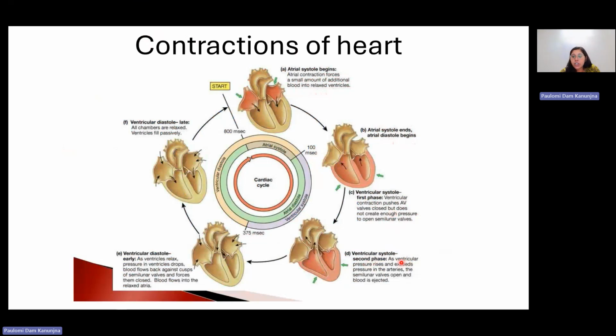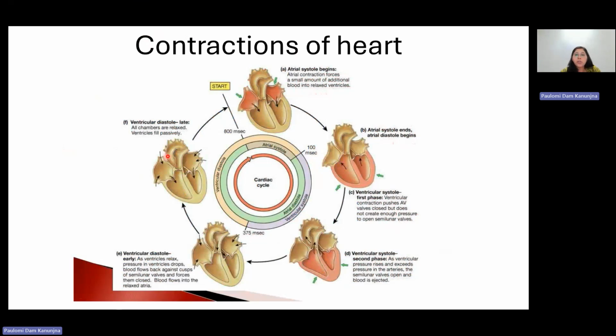The second phase is, as ventricular pressure rises and exceeds the pressure in the arteries, the semilunar valves open up and the blood is ejected. As soon as that is ejected, your ventricular diastole begins. Then when it relaxes, both the atria and ventricles are relaxing. That's called diastole, cardiac diastole.